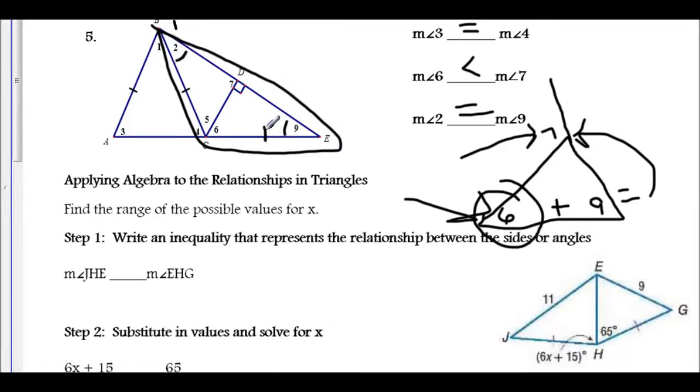And if you notice, this side is marked congruent to this side. So opposite sides of congruent angles, or opposite angles of congruent sides, are congruent. So angle 2 is congruent to angle 9, which means that their measures are equal.